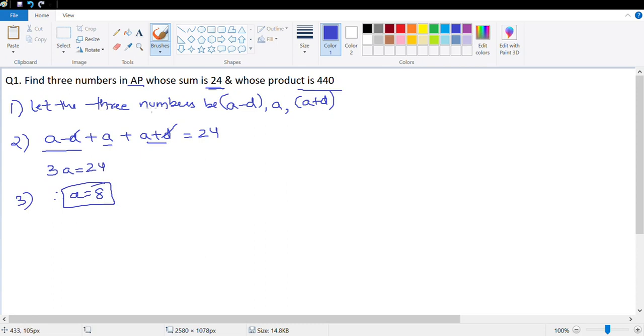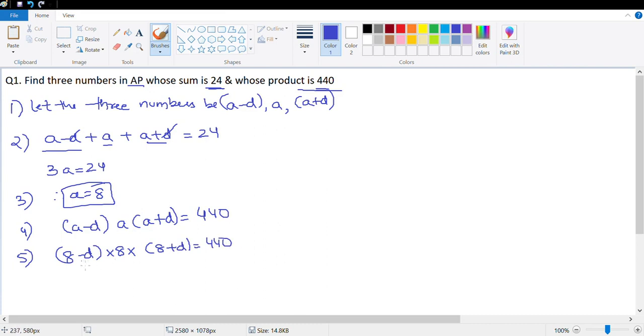We need to find three numbers, and the other relationship given is their product is 440. So what we have is a minus d multiplied with a, multiplied with a plus d, is equal to 440. Let's put the value of a as 8. So I have 8 minus d multiplied with 8 plus d multiplied with 8 is equal to 440. This is of the form x minus y multiplied with x plus y, which is equal to x square minus y square. So this is 8 square minus d square, multiplied with 8, is equal to 440.